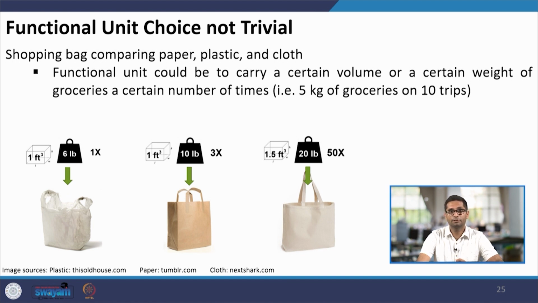So the choice of function unit is not very easy. It has to take in a lot of considerations. One function unit that could be good for such a case could be 5 kgs of groceries for 10 trips. This brings in the quantity aspect as well as the time aspect, in terms of 10 trips.